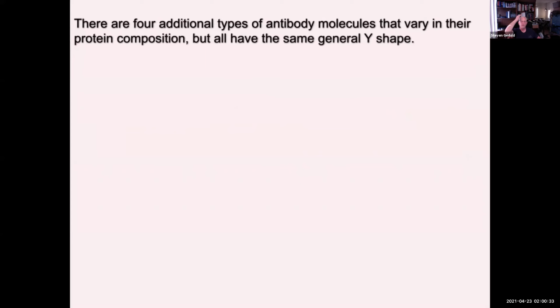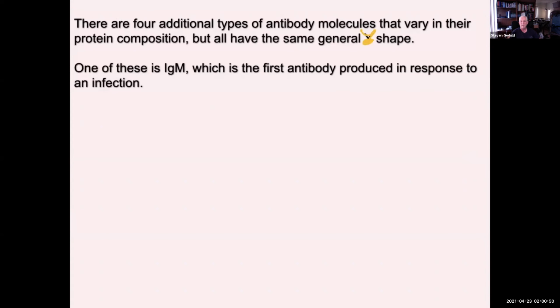There are four additional types of antibody molecules that vary in their protein composition. We talked about the five different types of antibodies. They all have that general Y shape where they share a common amino acid backbone, and then this modifies the shape of where it can bind and flag a pathogen. One of these is IgM, immunoglobulin M, found in muscle cells. It's the first antibody produced in response to an infection.